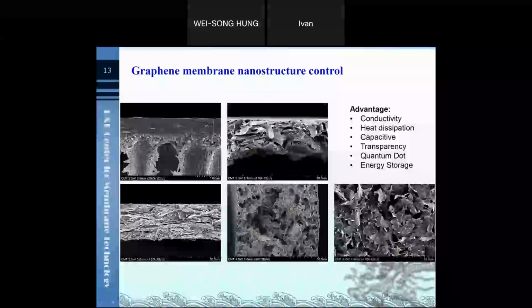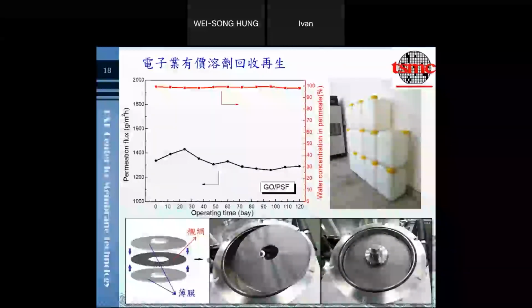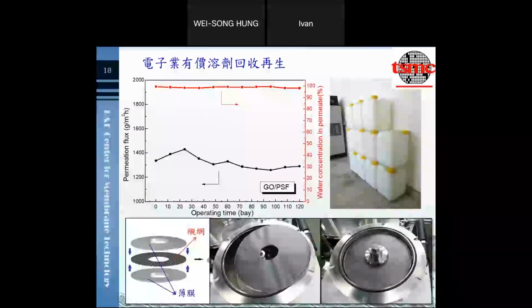We also point out that our graphene membrane is in cooperation with industry, such as TSMC, and we help them recover from their process. We help them recover the isopropanol, and it is an available solvent to reuse in their production.